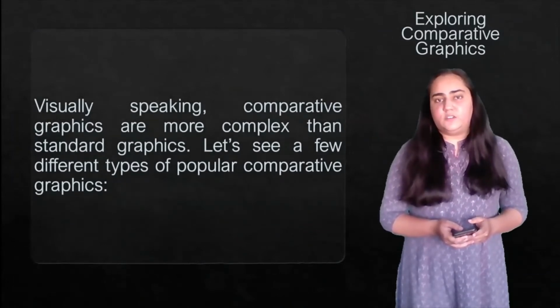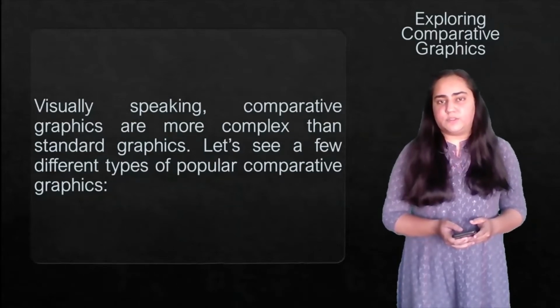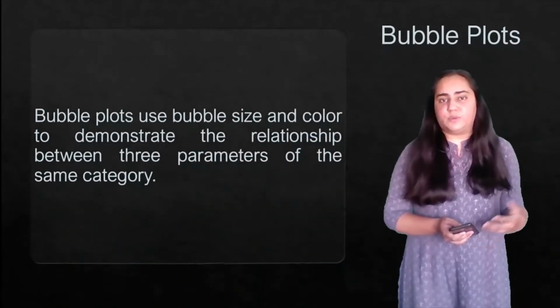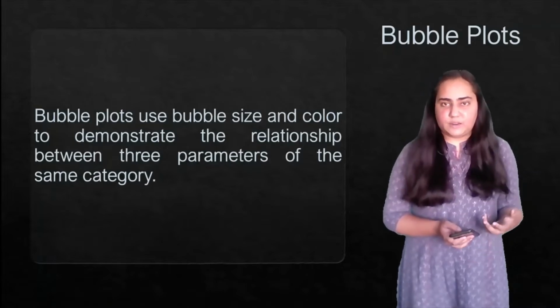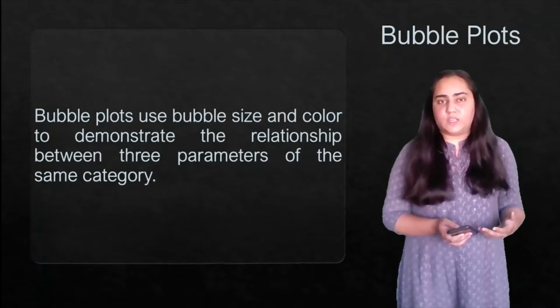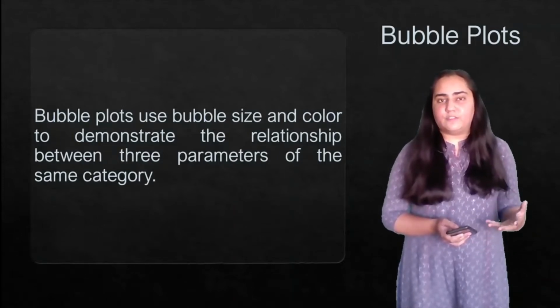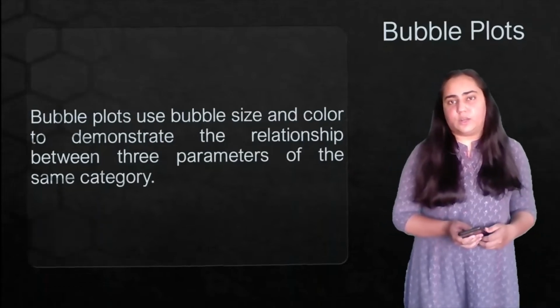Visually speaking, comparative graphics are more complex than standard graphics. Let's see a few different types of popular comparative graphics. First, we have bubble plots. Bubble plots use bubble size and color to demonstrate the relationship between three parameters of the same category. So when you have three parameters to compare belonging to the same category, you would use a bubble plot. In a bubble plot, bubble size is one way to control and compare, and the color of the bubble can help as well.